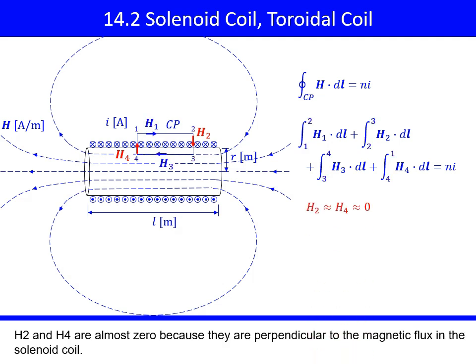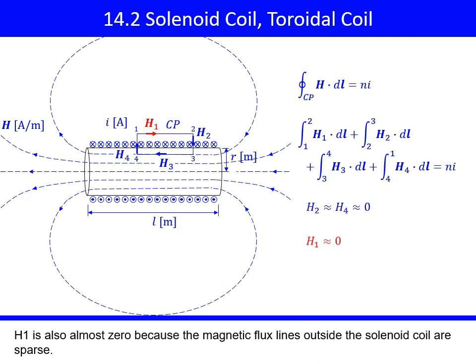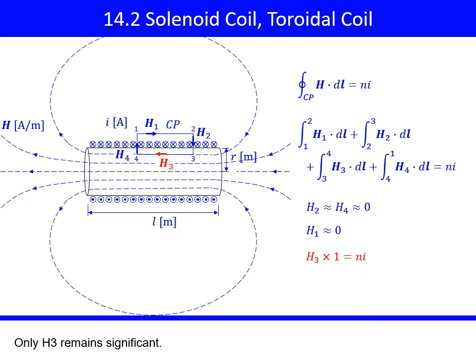H2 and H4 are almost zero because they are perpendicular to the magnetic flux in the solenoid coil. H1 is also almost zero because the magnetic flux lines outside the solenoid coil are sparse. Only H3 remains significant. Thus, H3 equals Ni.